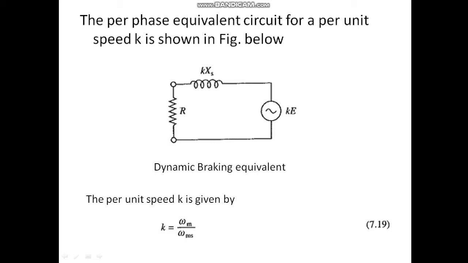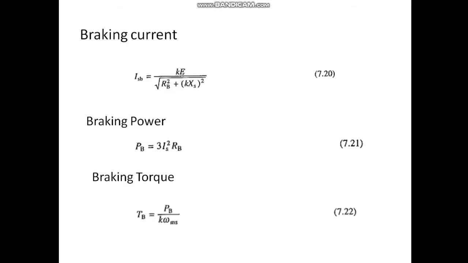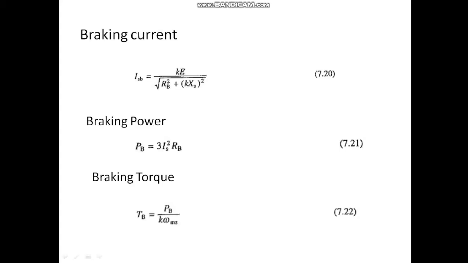When I am talking about braking, I need to find the torque. To find the torque I need to find the currents. I need to find the braking current, the braking power, and finally I'll get the braking torque. Talking about braking current, we know I equals E by Z. So E is k into E, and Z is this.